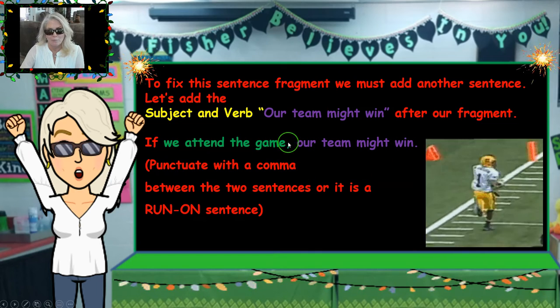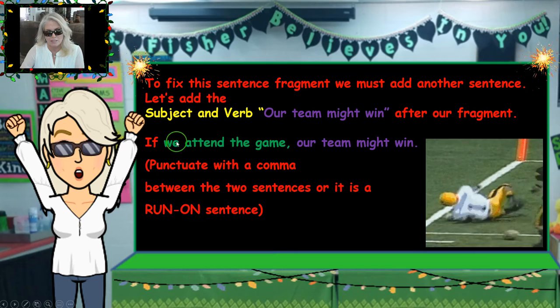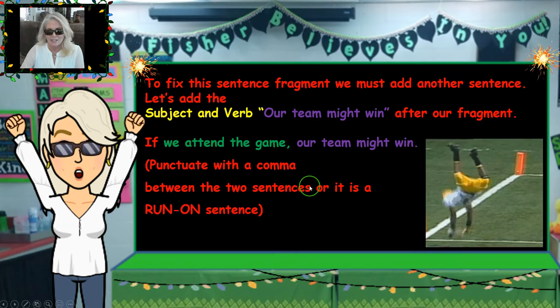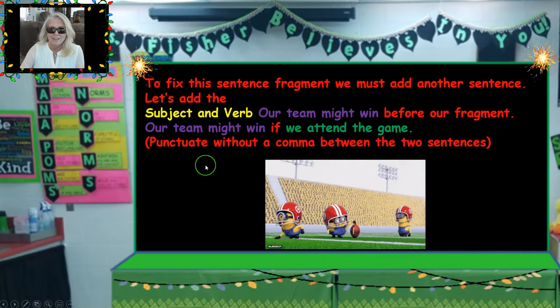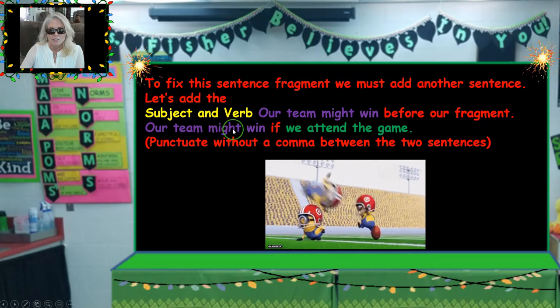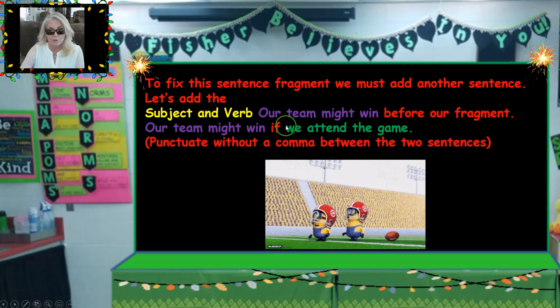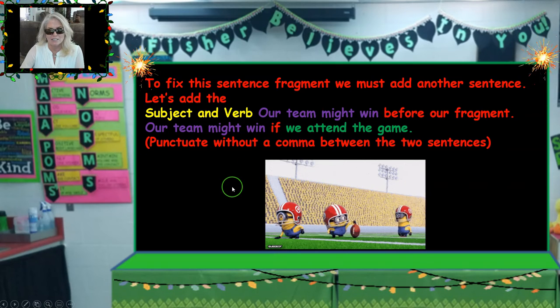We punctuate that by putting a comma between the subject, verb, because this has the subordinating conjunction at the beginning of the sentence. And that way it's not a run-on sentence. Without that comma, it would be a run-on sentence. Our team might win if we attend the game. In this case, we don't put the comma because now we moved if. That subordinating conjunction is in the middle of the sentence acting as the comma.